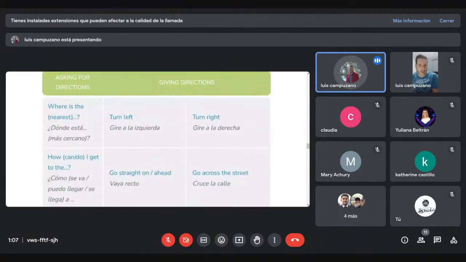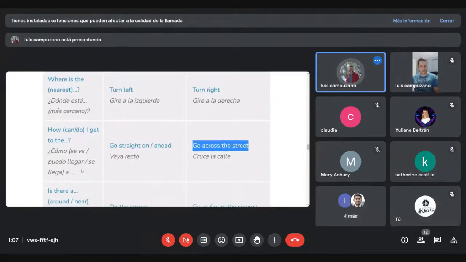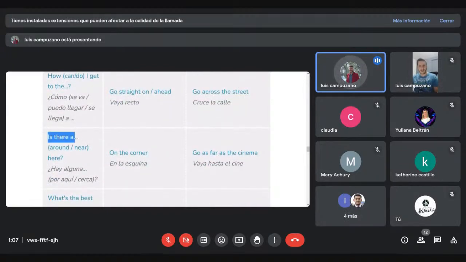So here is like a summary, I would say. We can say, where is the nearest? How can I get to the, or how do I get to the? Go straight on. Go straight ahead. Go across the street. Is there a bank around here? Is there a pharmacy near here? On the corner. Go as far as the cinema.